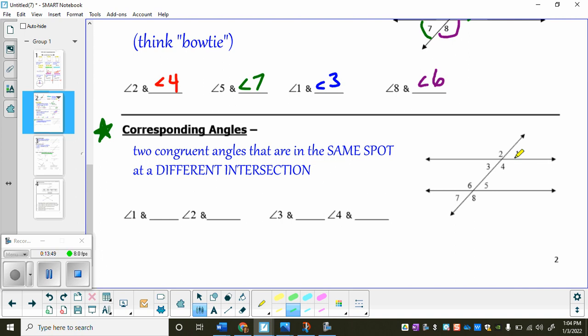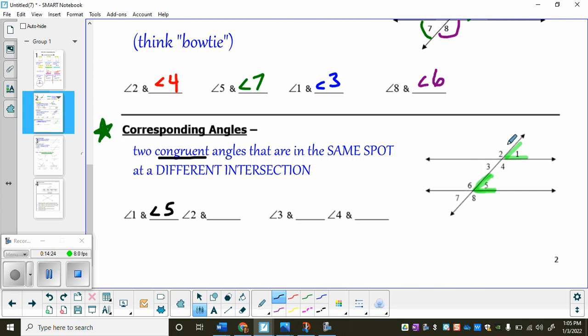So let's first look at angle 1. Angle 1 is in this spot at this intersection. All right. So now I want the angle that's in the same spot, but just at the other intersection. So that's going to be angle 5. And again, these two angles are the same measure. They're congruent. If I drag this down, you can see it's the same. So angle 1 and angle 5 are corresponding. And they are also technically congruent, which is what it says right there. They're congruent angles, and they're just going to be in the same spot, just at a different intersection.